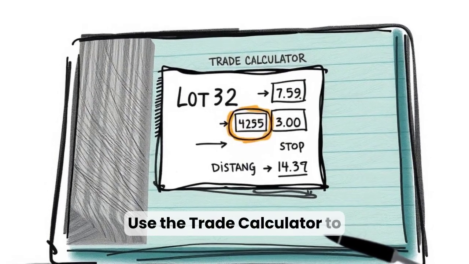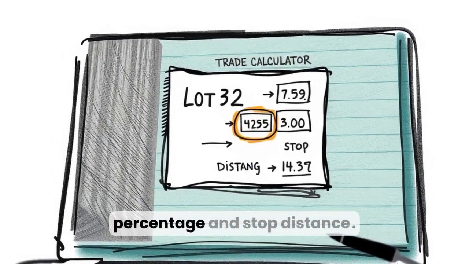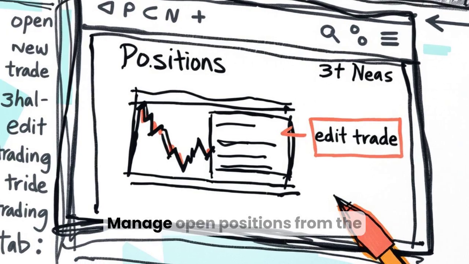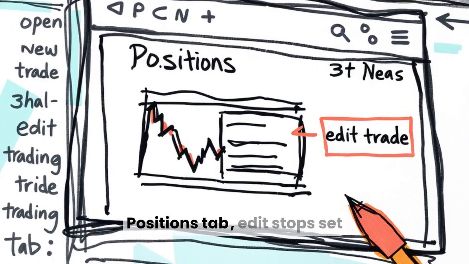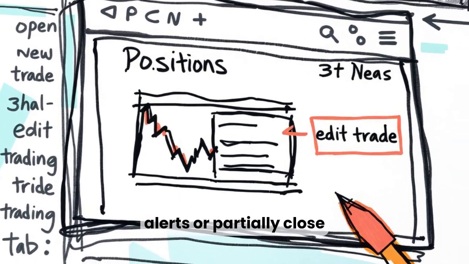Use the trade calculator to size positions based on risk percentage and stop distance. Manage open positions from the Positions tab. Edit stops, set alerts, or partially close trades.